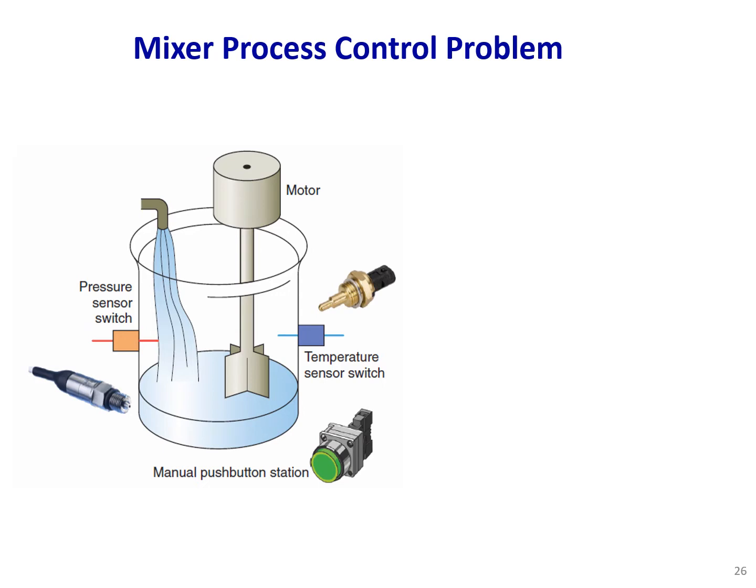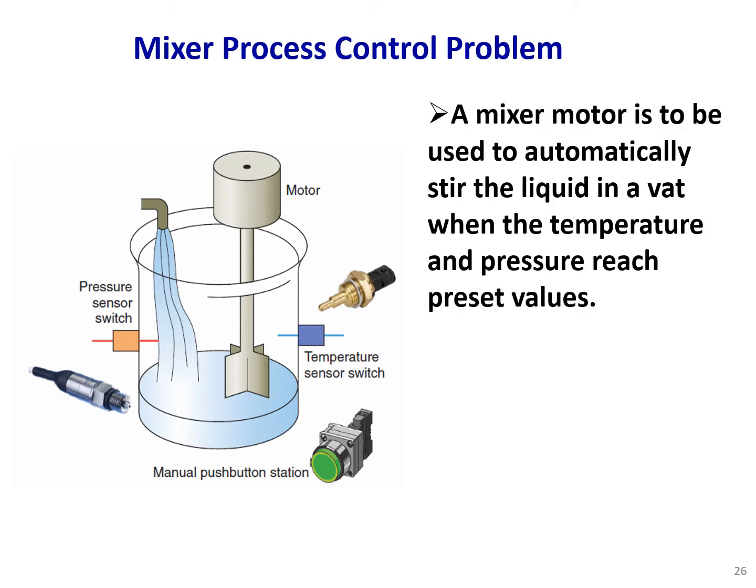So here we have a mixer motor. So here is a mixer. A mixer motor is to be used to automatically stir the liquid in a vat when the temperature and pressure reach preset values. So here is the vat, and we want to stir this liquid when we have the temperature sensor and the pressure sensor, these two, reach a preset value.